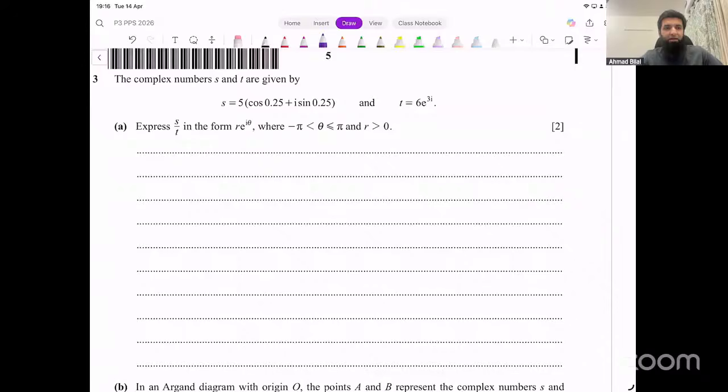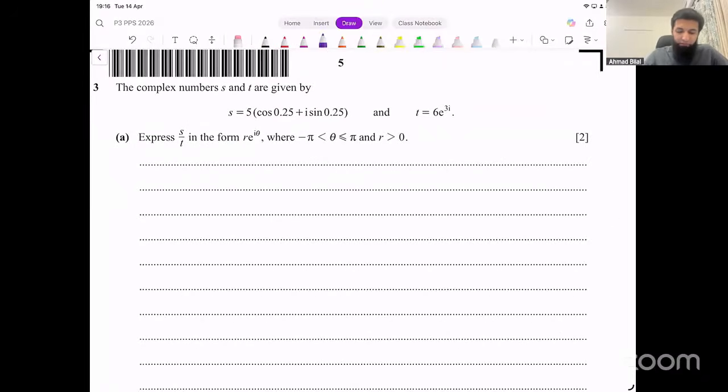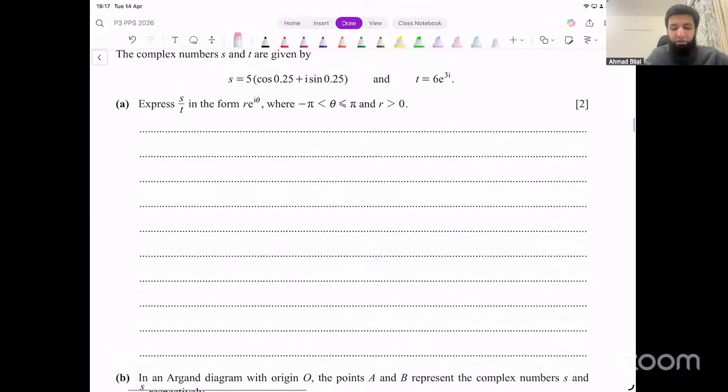Okay. Question number 3 from this paper. We have two complex numbers s and t that are given like this: 5 into cos of 0.25 plus iota sine of 0.25. That's one complex number, and another complex number which is 6e raised to power 3 iota. They're saying express s over t in the form re raised to power iota theta, where argument is between minus pi and pi, and r is greater than 0. Those are conditions that you always have to follow in any case. Let's express it in this form.